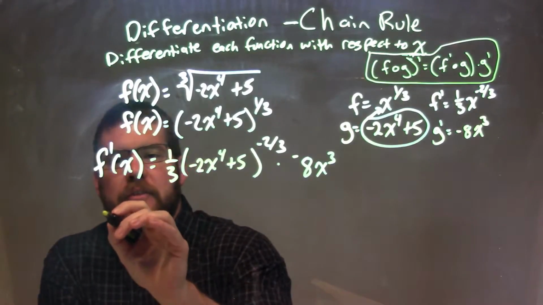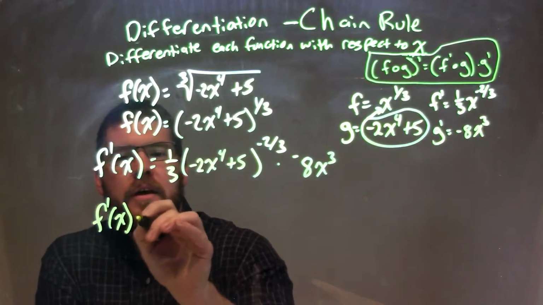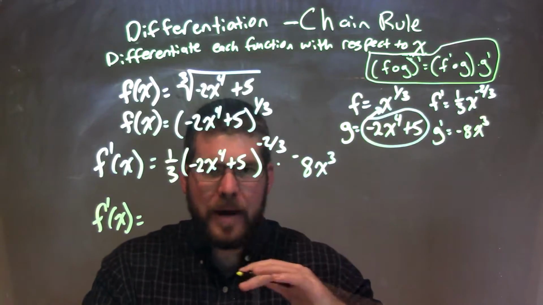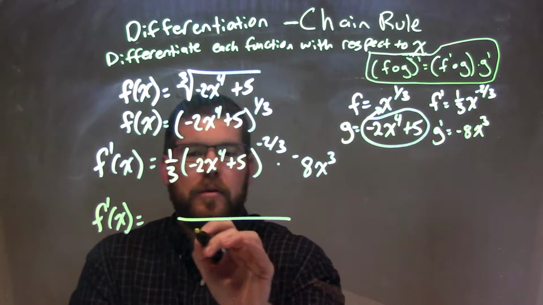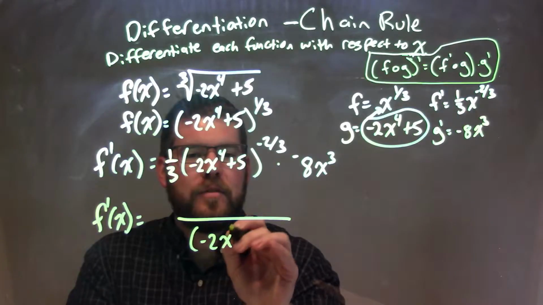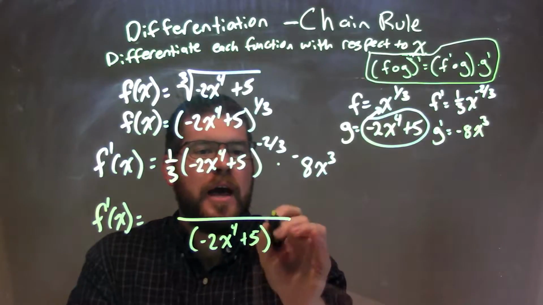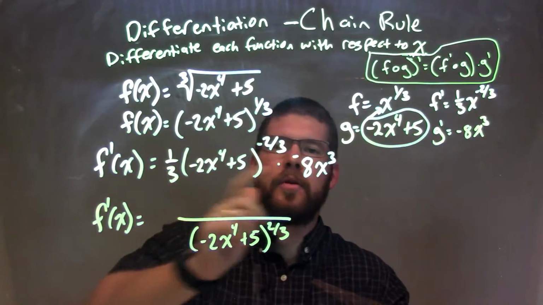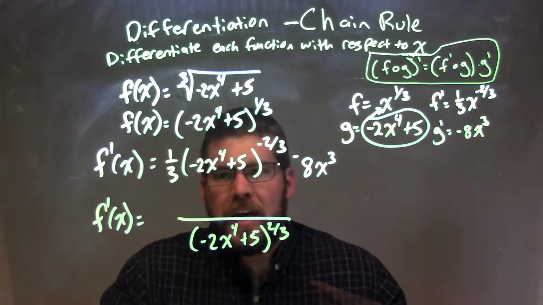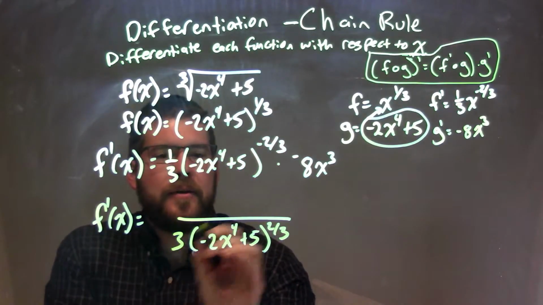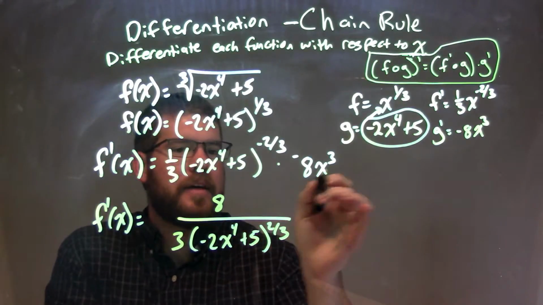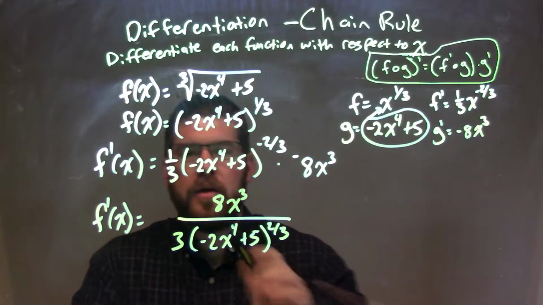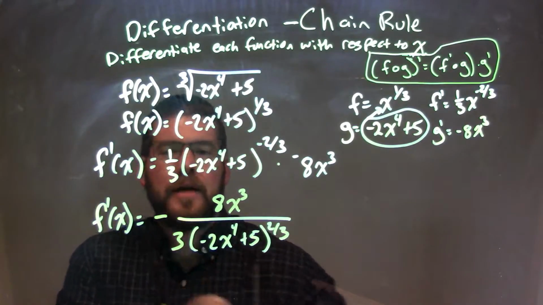So in simplification, f prime of x here, I notice I have an exponent that's negative. I don't like that. I'm going to make it positive, put it in the denominator. So let's go do that. Negative 2x to the fourth plus 5, and it's going to be the positive 2/3 power. Now I have 1/3 times an 8. Can't really simplify that, so let's put the 3 down here, 8 up there, and the x to the third right there. Okay, but we can't forget our negative sign. So we put the negative sign out here, okay?